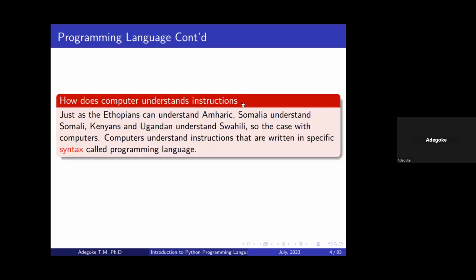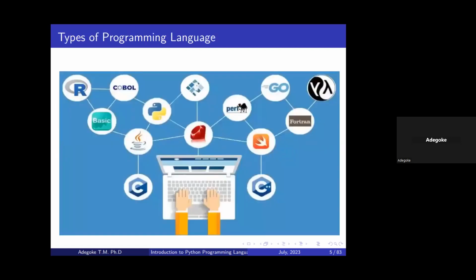So how does computer understand instructions? Basically, it understands instructions through what is known as syntax. So syntax is the set of step-by-step process that we give to a computer to perform that particular task. There are different programming languages ranging from R, which we have looked at, C++, C, Java, Python, COBOL. Some of us even wrote QBasic, Fortran, while we were in school.